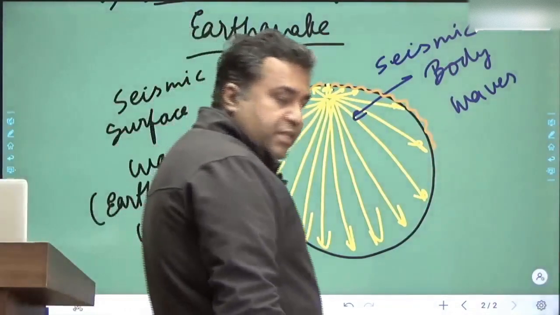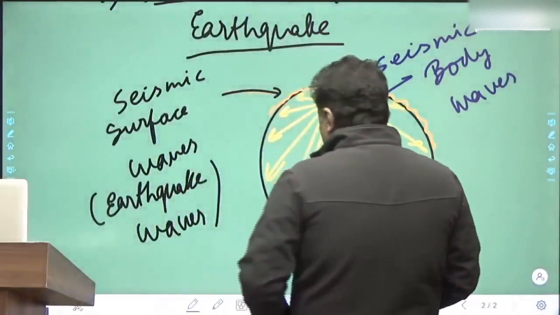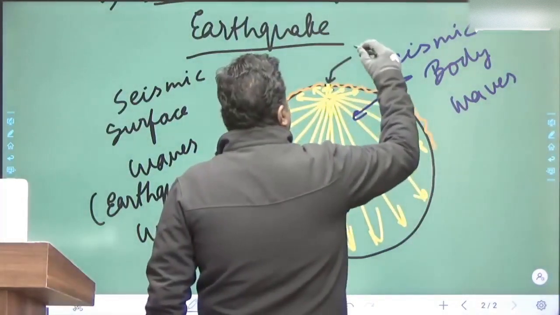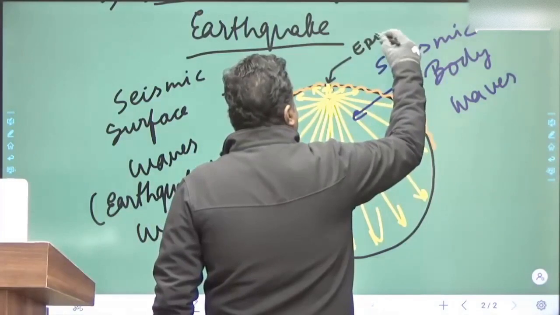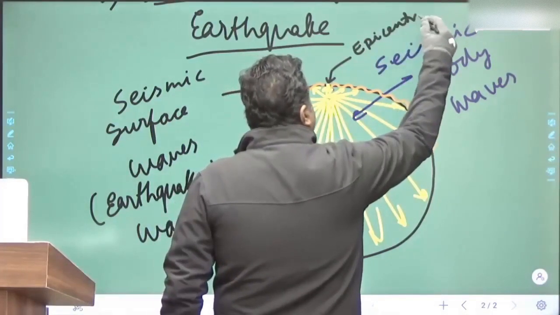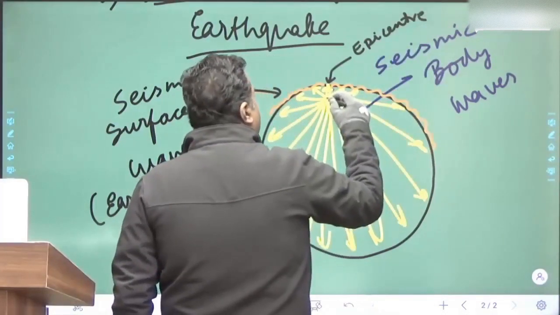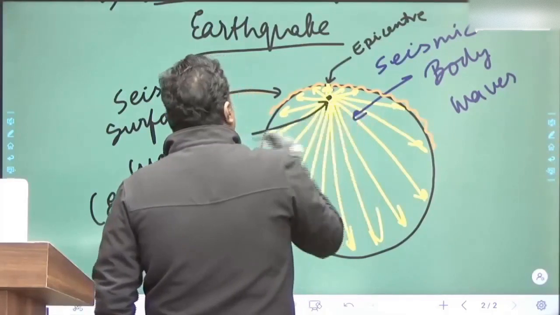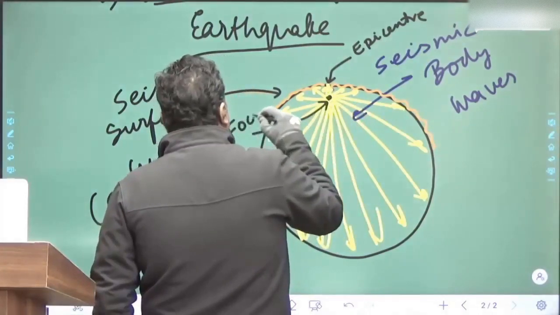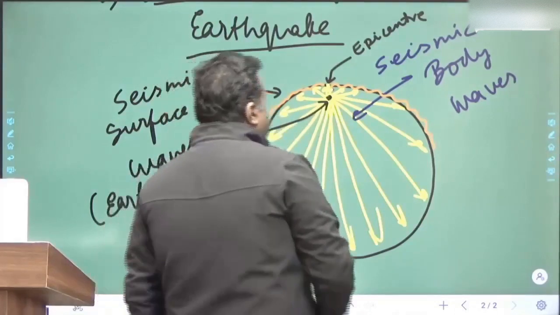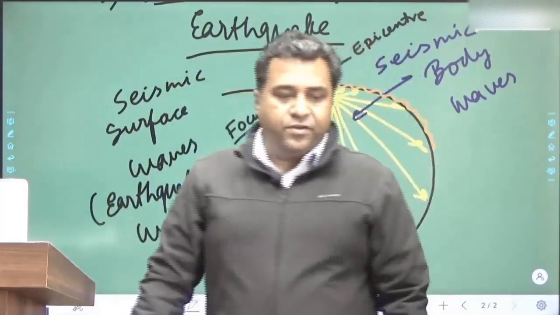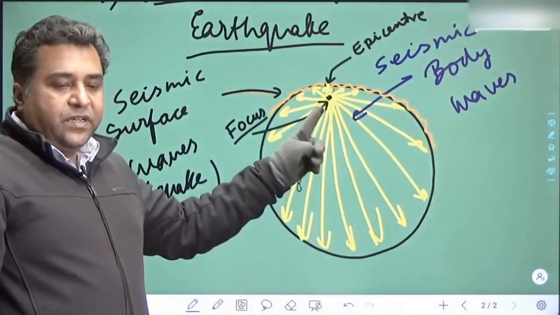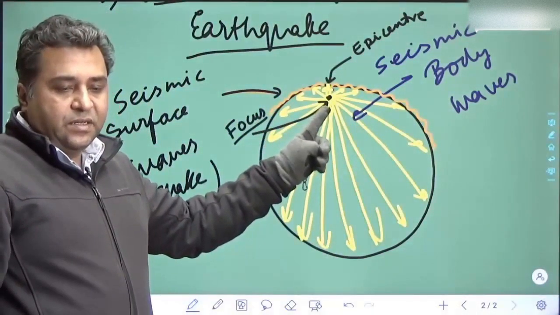Seismic surface waves are created from which point? Epicenter. And the epicenter is vertically above the focus. Focus is where the seismic energy starts from in the interior of the earth. So from the focus, seismic energy starts as waves.